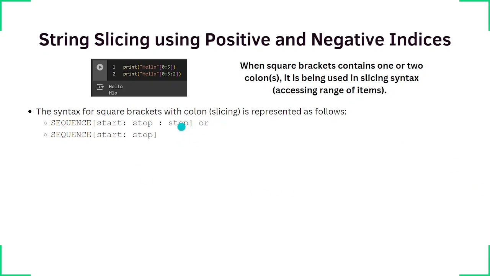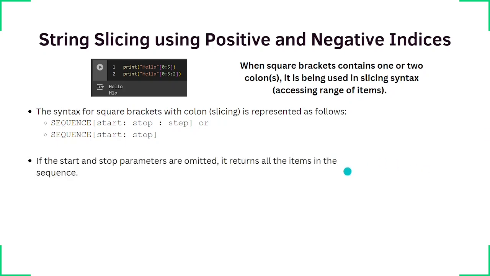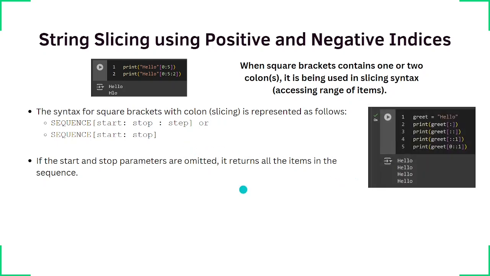If we do not have a step, by default it is 1. If the start and stop parameters are omitted, it returns the item in the sequence, like in this case. So if there's no values here, only a colon, that means we are using slicing, but we are not specifying any step size or stop size or start index values. So that will bring the entire string as output. All these are equivalent. I'm just giving you different examples of how to output the input string using the slicing technique.